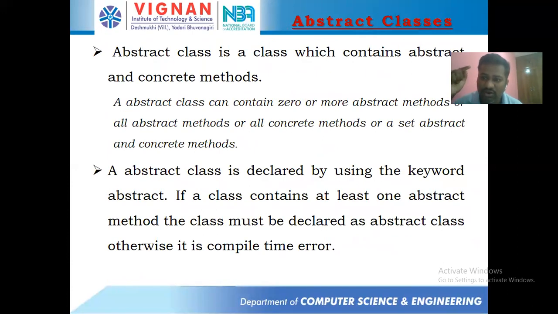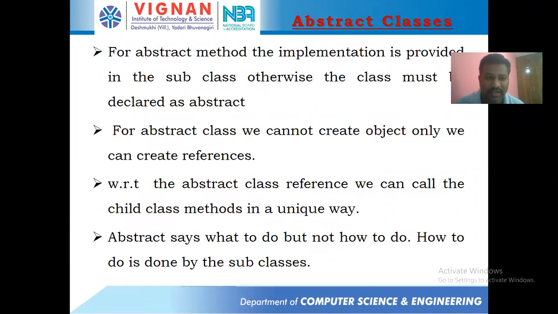A method without a body is an abstract method, and to take it without a body we need to use the keyword abstract. An abstract class is a class which contains abstract methods as well as concrete methods, or only abstract methods, or only concrete methods, or a combination of both. An abstract class is declared by using the keyword abstract. If a class contains at least one abstract method, the class must be declared abstract, otherwise it generates a compile time error.